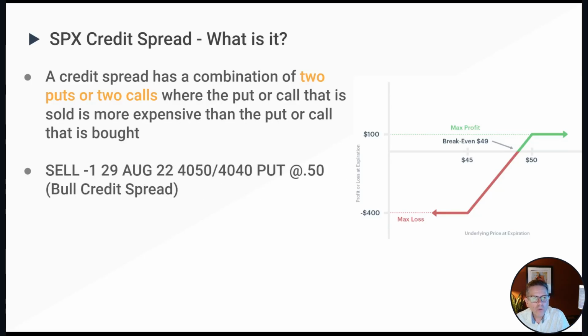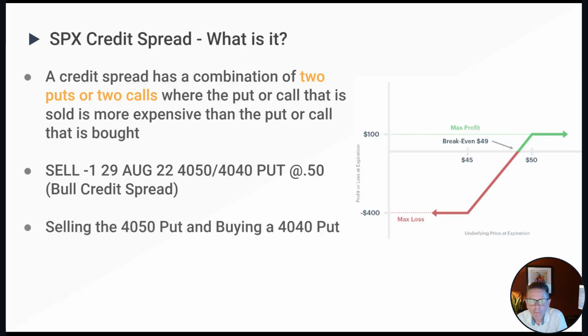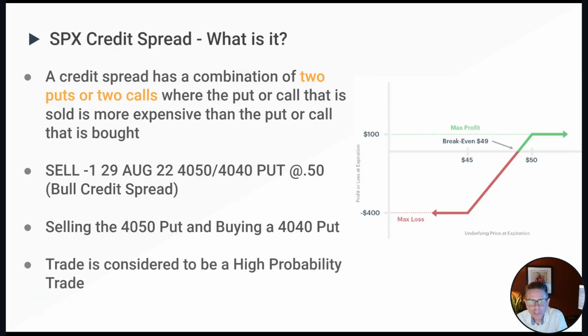Okay, so the 45.50, 45.40, these are the verticals. They're called verticals because one sits on the other, and the 0.50 is multiplied by 100, so you get $50 on this trade, and that's the biggest gain that you're going to get by having this premium. So you're selling the 40.50 put, and then you're buying a 40.40 put. That's where you get that credit, and this is basically called a high probability trade.